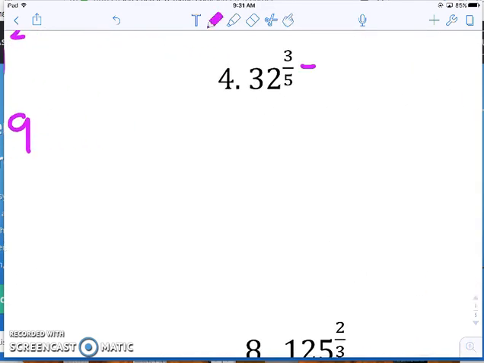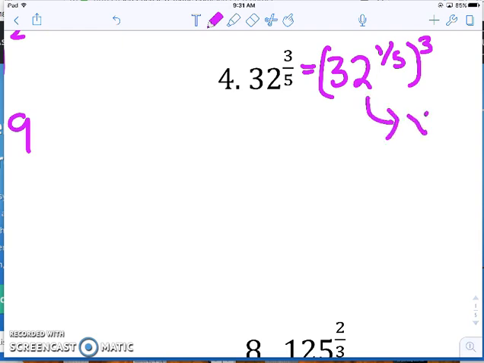32 to the 3/5, 32 to the 1/5 cubed. So this part we're thinking what number to the 5th gives us 32. So that's 2 cubed, which is 8.